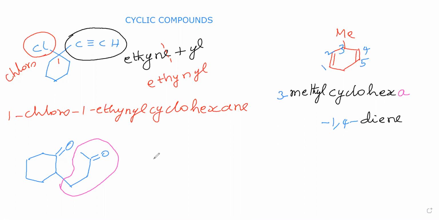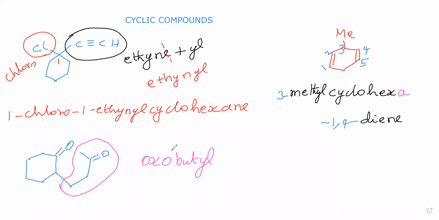This branch contains this ketone. This we will say as a substituent. Therefore, substituent is oxo. Then in this branch, how many carbon atoms are present? 4 carbon atoms: 1, 2, 3, 4. Therefore but. It is a branch, therefore we will write suffix yl. Suffix we have written yl.